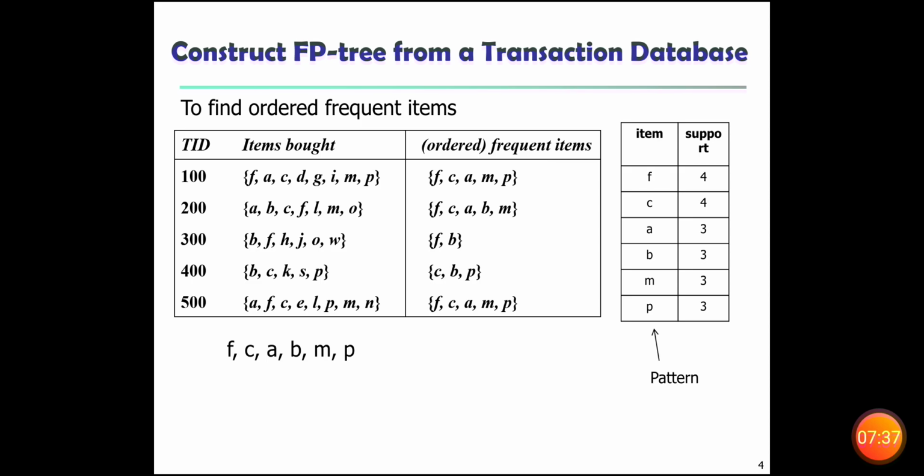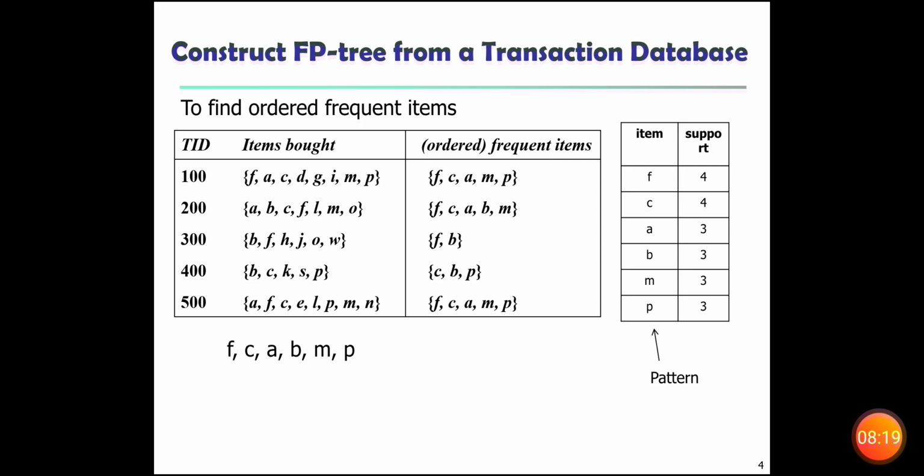Now we will see the support count for the ordered frequent item set. So another table is created, the same table which was developed in the previous process. The same table will come over here also. See, for example, in this ordered frequent items, F is available 1, 2, 3, and 4 times. F is available on transaction ID 100, 200, 300 as well as 500. So the support count for F is 4.